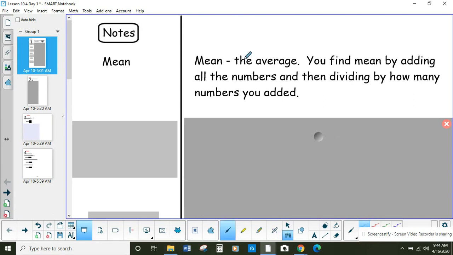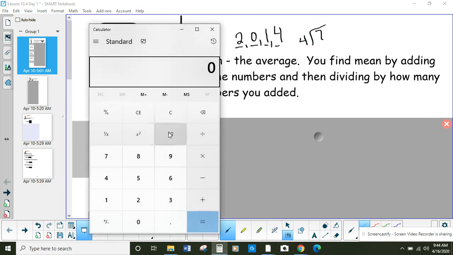So let's say I had the numbers 2, 0, 1, and 4. So to get the mean or the average of these, I would add 2 plus 0 plus 1 plus 4. So the sum of all those would be 7, right? And then to get the mean, I'd divide by 1, 2, 3, 4. So dividing by 4 like that, the mean or the average of these four numbers would be 1.75, or 1 and 75 hundredths.